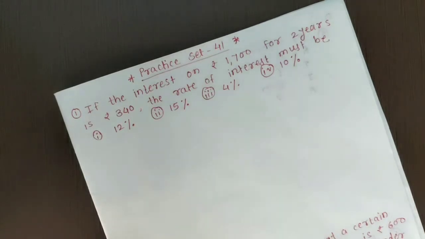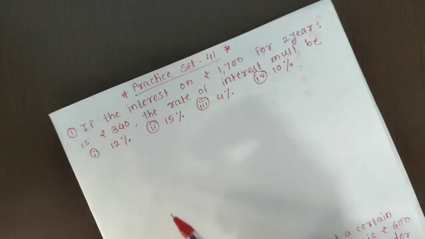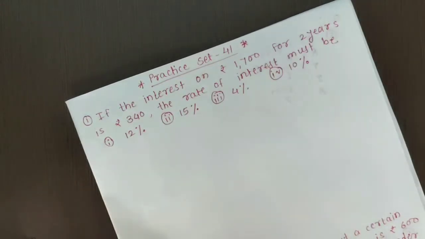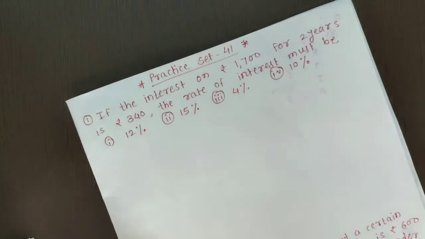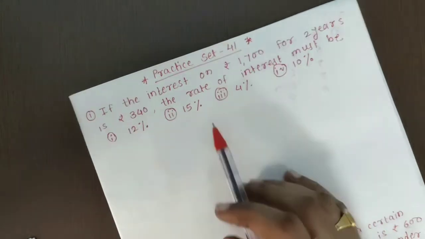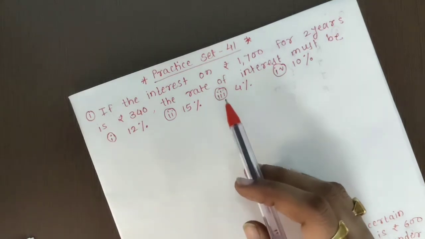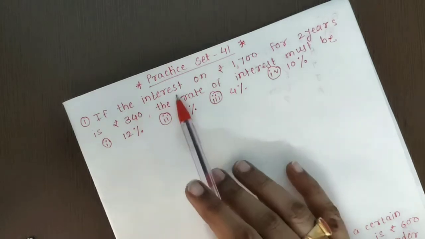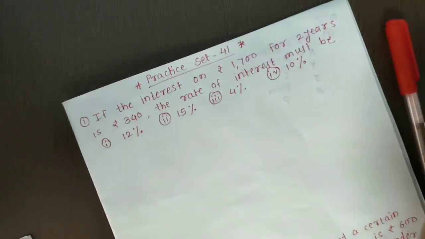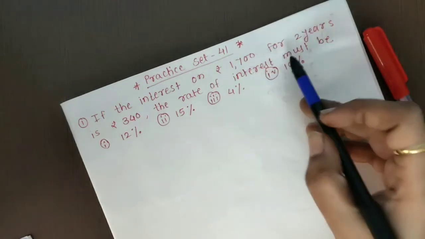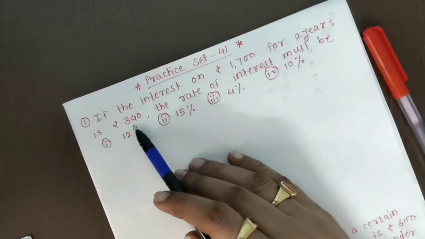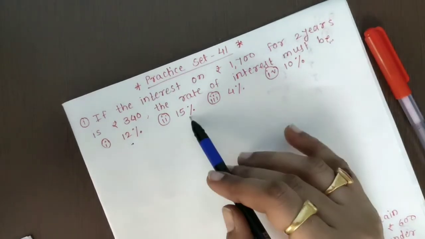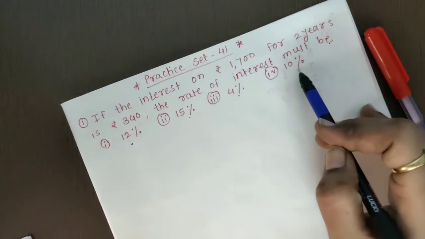Hello students, in the last lecture we studied practice set 40 from your chapter 10, Banks and Simple Interest. Now we are going to see practice set 41. From that, first see the first example. If the interest on rupees 1700 for 2 years is rupees 340, the rate of interest must be 12%, 15%, 4%, 10%.